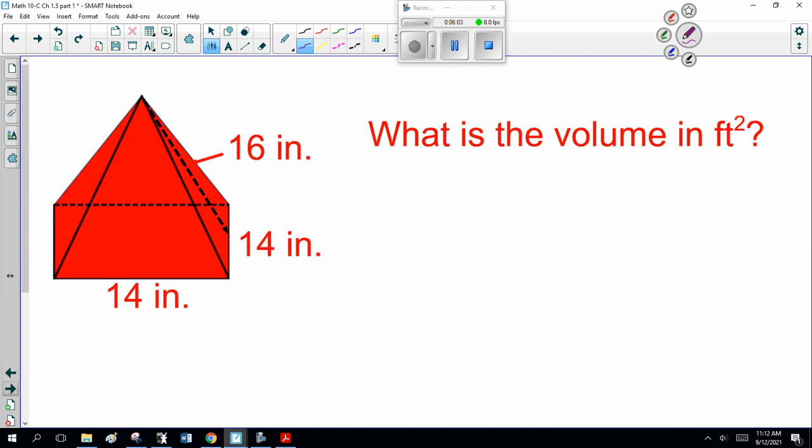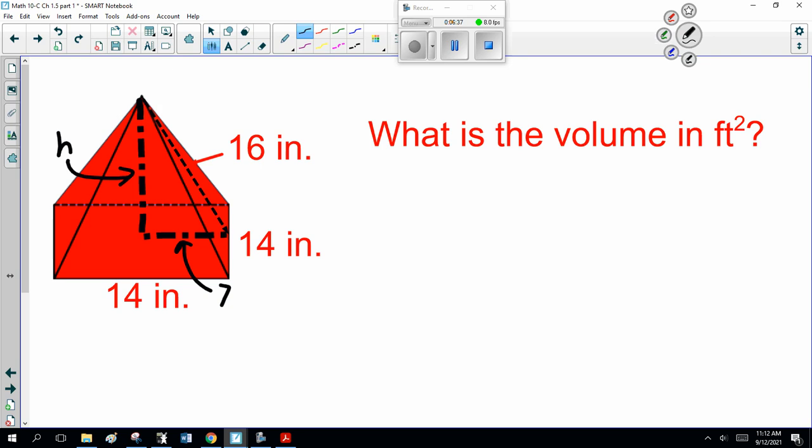What's the volume in square feet? Here I've given you the slant height, so you can calculate in inches, and all the dimensions are in inches, and I'm asking for final volume in feet squared. Got to change the units. All right. So, once again, the slant height is 16, so I have to figure out the height here, and this base is going to be 7.